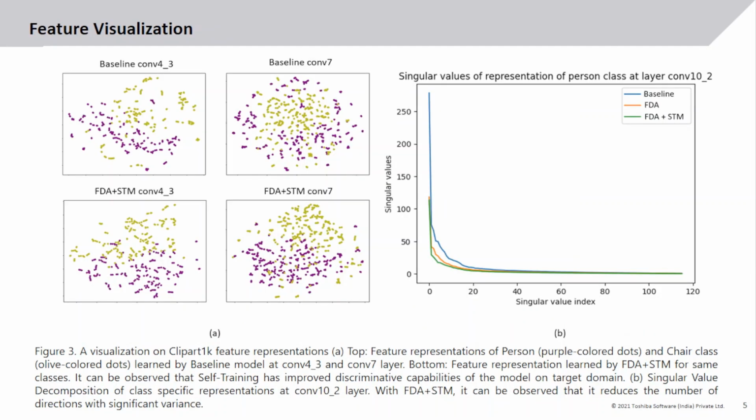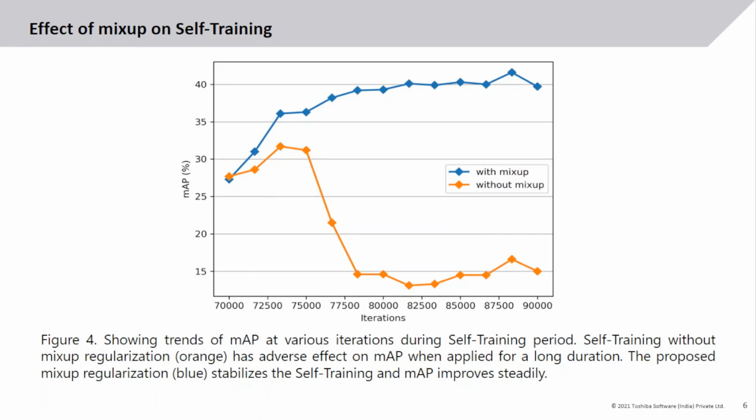Now with FDA and STM, we can see that the features of the model have improved discriminative capabilities on the target domain. Training is enabled only for some duration. With Mixup, it can be seen that the performance is highly consistent and it is highly effective. However, without Mixup, the performance slightly increases, then its performance degrades drastically.